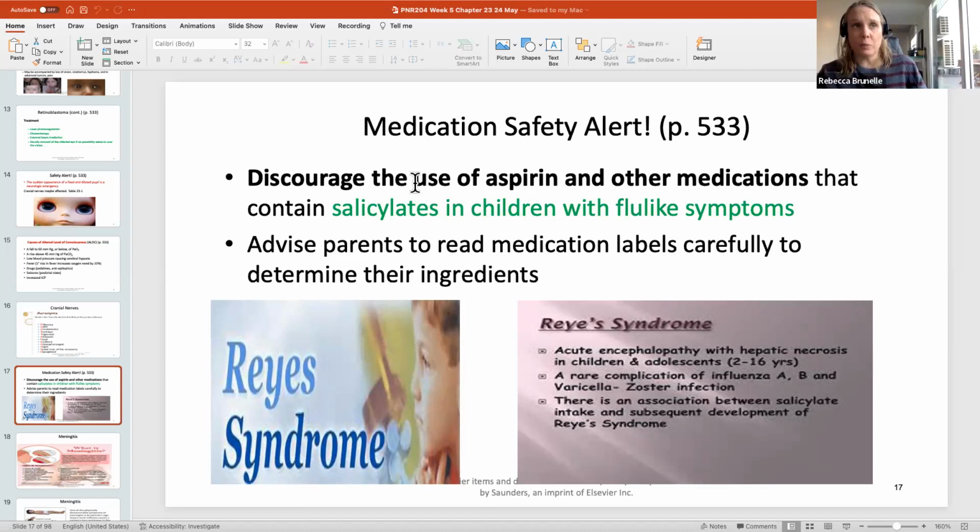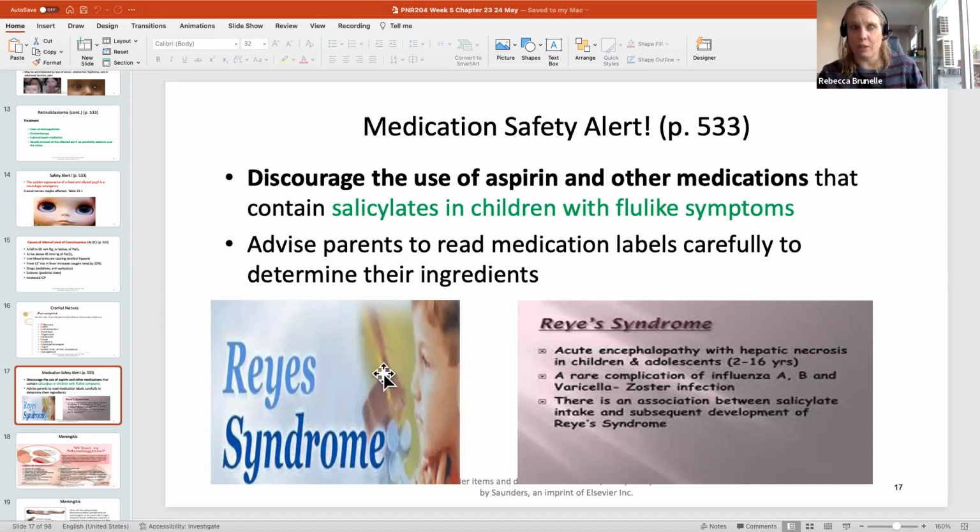So aspirin, which is in the salicylate family, you need to recognize the name of the family that aspirin is in. Salicylates can cause Reye's syndrome. Reye's syndrome is an encephalopathy, so it's an inflammation of the brain. It causes both brain and liver problems, and it can be quite severe. It's associated with an acute febrile illness in which the parents then give aspirin. So you avoid Reye's syndrome by not giving aspirin when children have febrile illnesses.